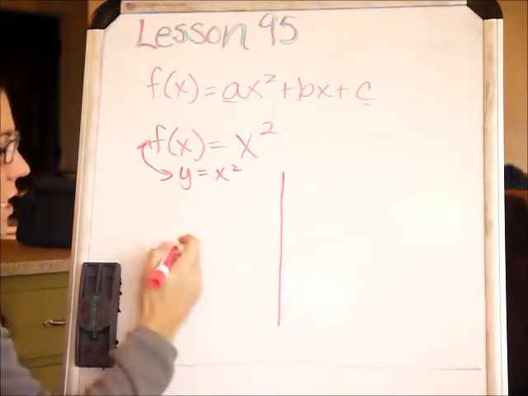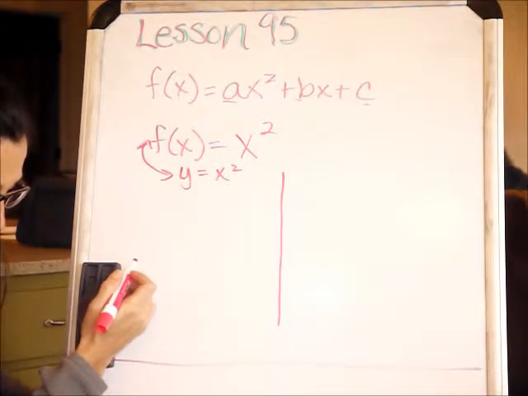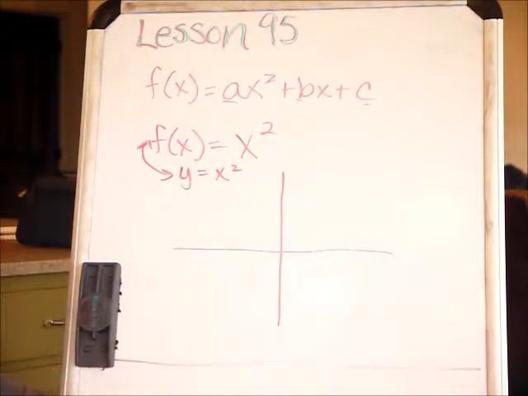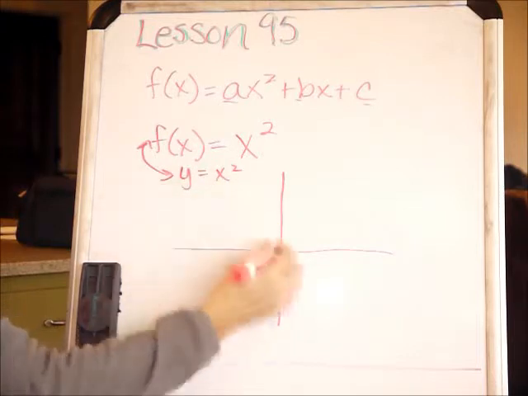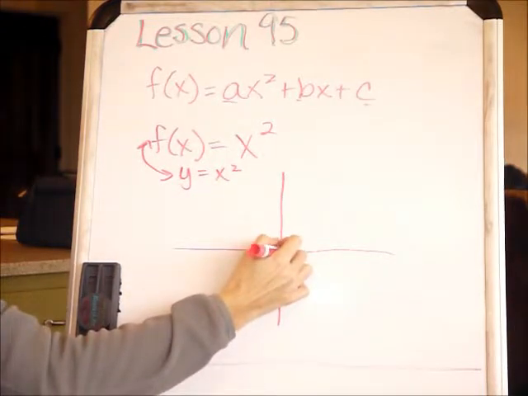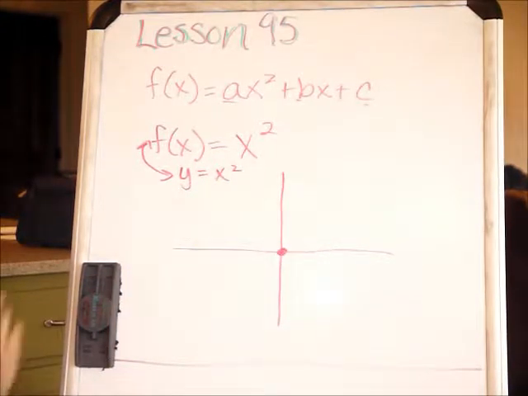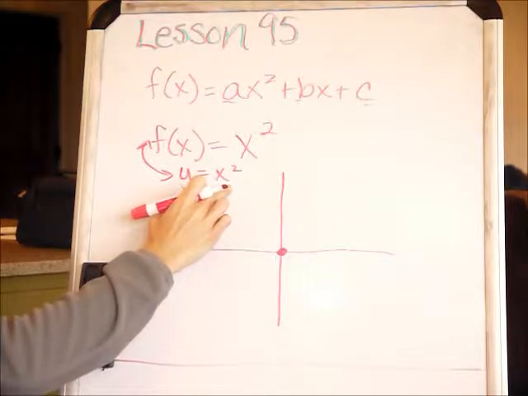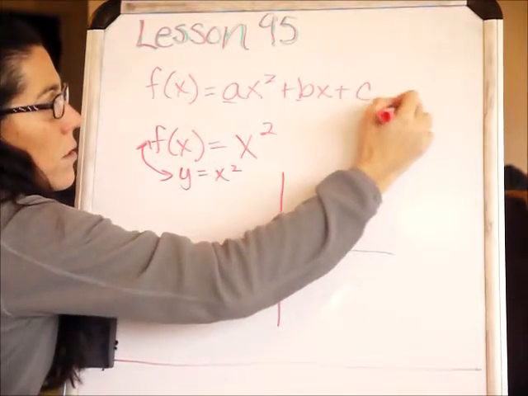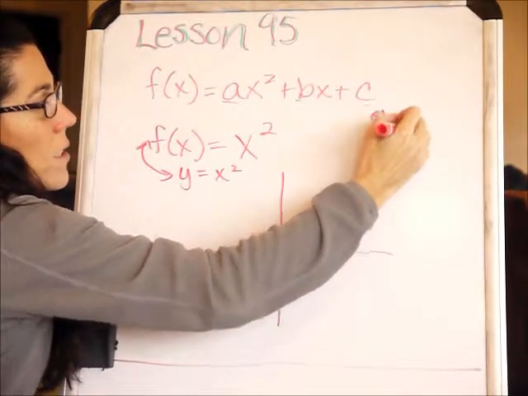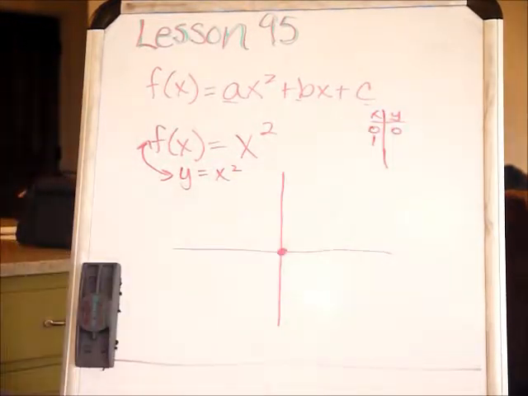Now we could make a t-table, which they did do. So if I were to graph this, you guys, when x is 0, y is 0, right? When x is 0, y is 0, right? So if we had a t-table, when x is 0, y is 0. What about when x is 1? Y is 1.